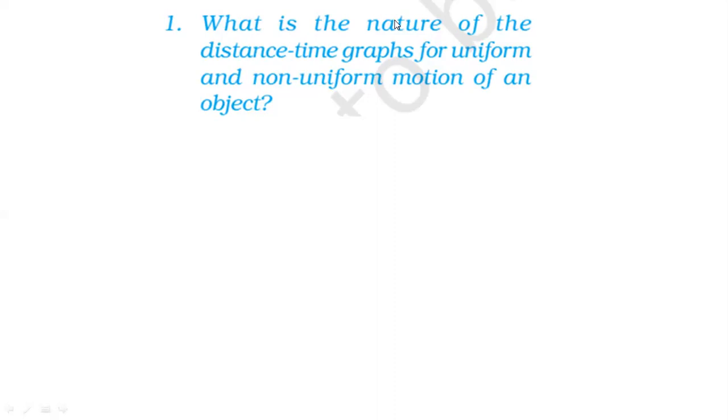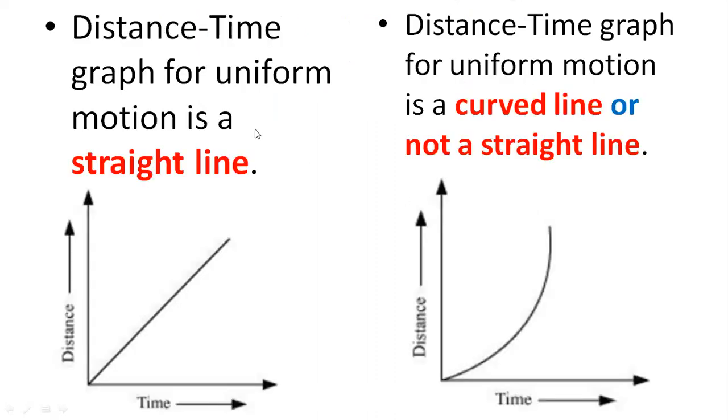And for non-uniform motion, it's not a straight line, right? So we already know this, so let us just write it. This is the kind of graph we can get. This is your answer which you need to write down in your notebook. First we have to take a distance time graph, and for uniform motion you need a straight line.